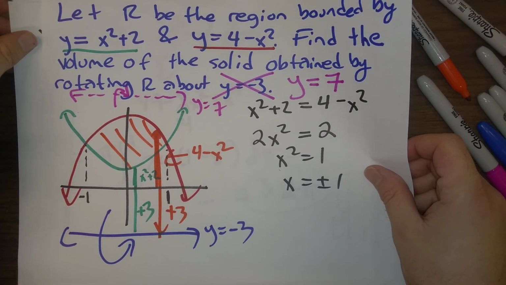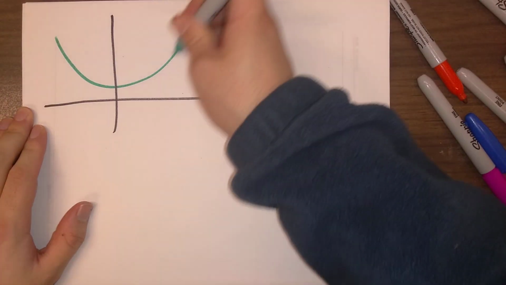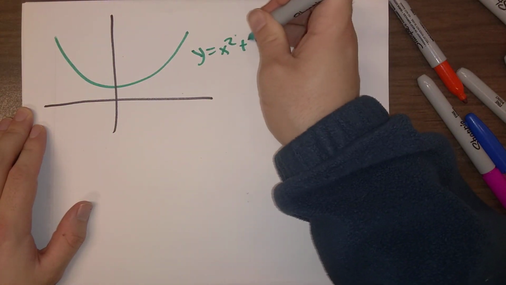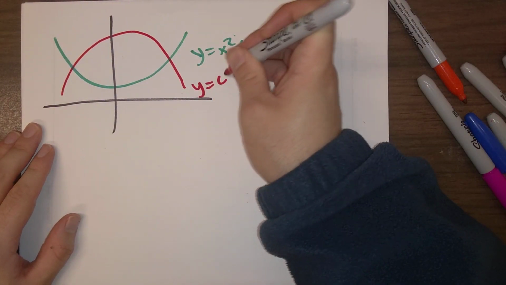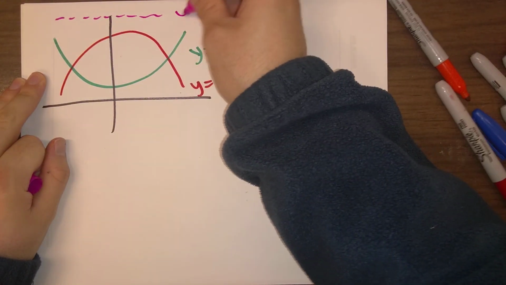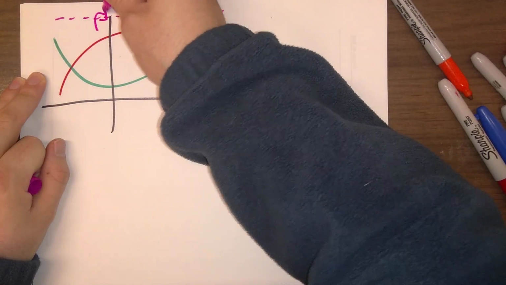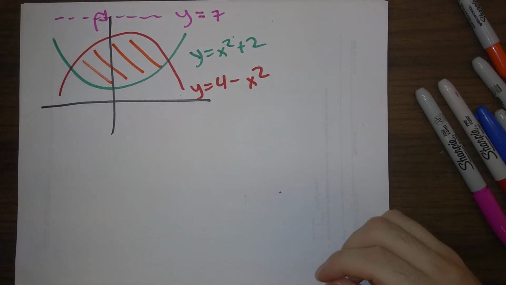So let's redraw this. But I'm using the same problem so we can share some of the work that we did before. So what do we have? Okay, so a set of axes, and here is y is equal to x squared plus 2, and here is y is equal to 4 minus x squared, and now we are rotating around y is equal to 7. And we are, of course, rotating the same region as before.